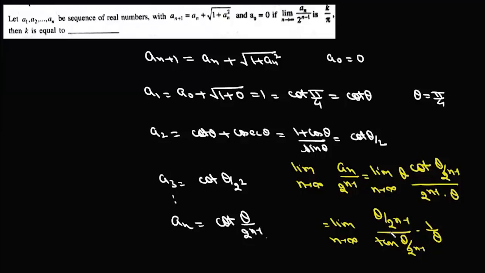Now when n tends to infinite, 1 upon 2 to the power n minus 1 tends to 0. So it is 0 upon 0 form. So now this is the standard limit x upon tan x, which is 1. So the value of this limit is simply 1 by theta, which is 4 upon pi. We are given that this limit is equal to k upon pi. So the value of k in this is simply 4, and that is the answer to this question.